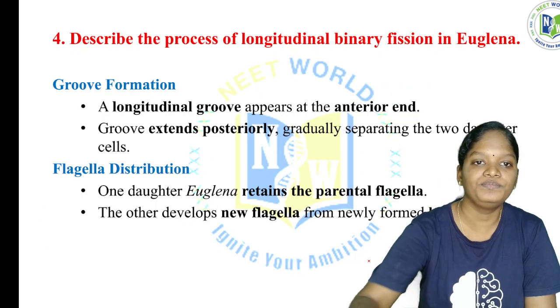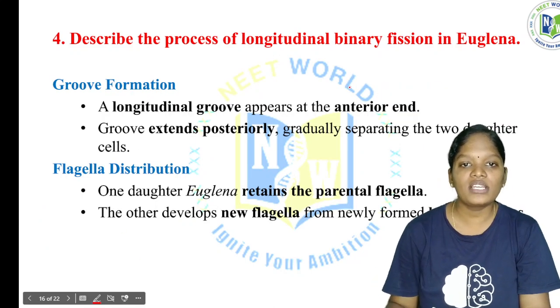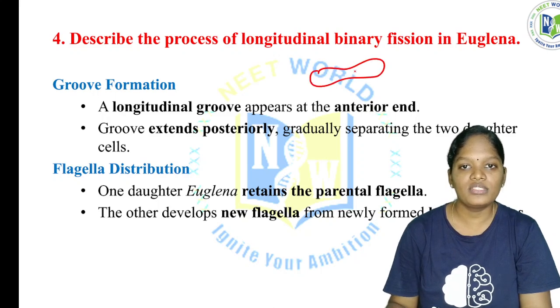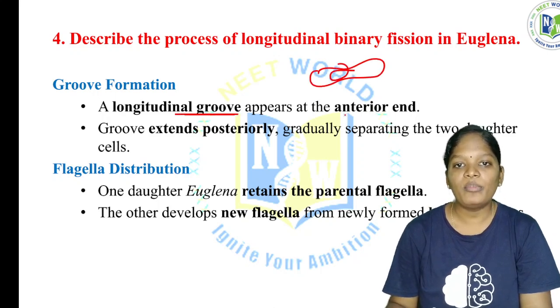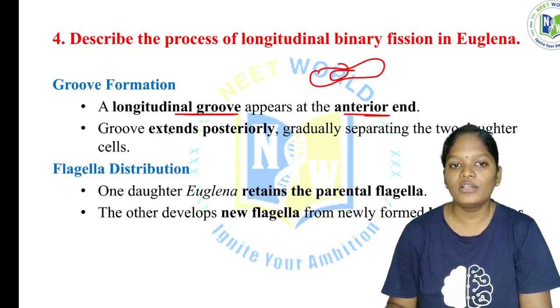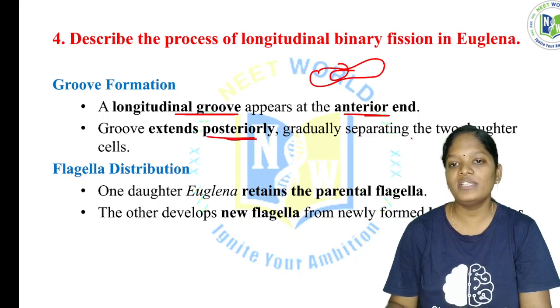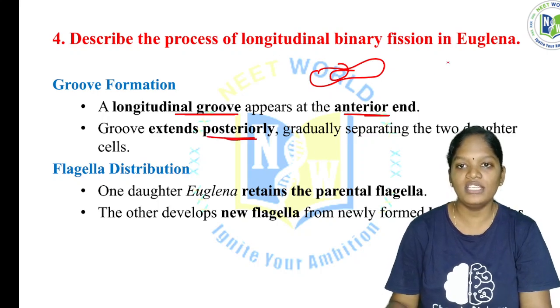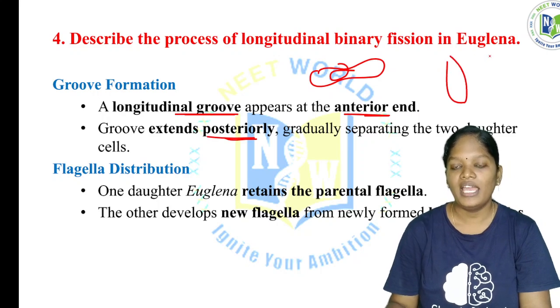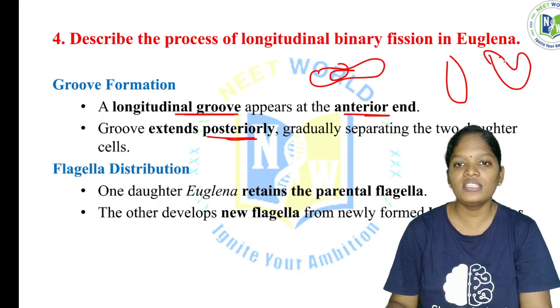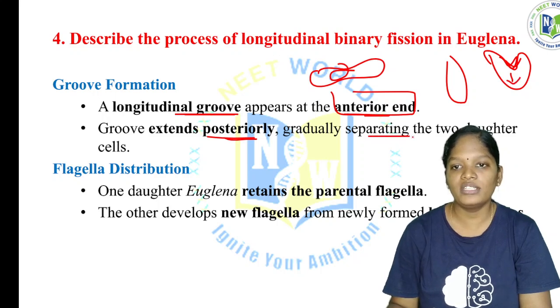This structure is called a groove. The longitudinal groove appears at the anterior end. The groove extends posteriorly, gradually separating the two daughter nuclei. Initially it will be only one Euglena, and finally it will be like this. So initially the groove is at the anterior end, followed by the posterior end, gradually separating two daughter cells.